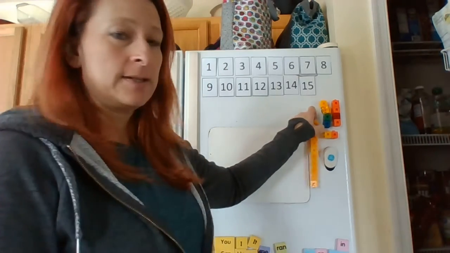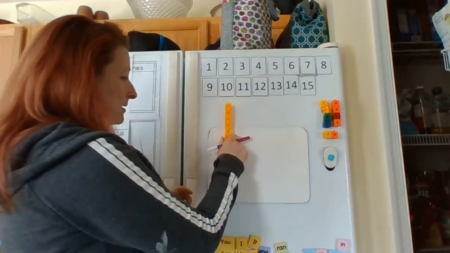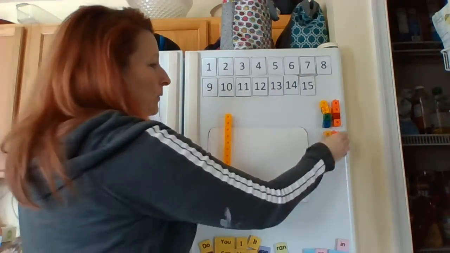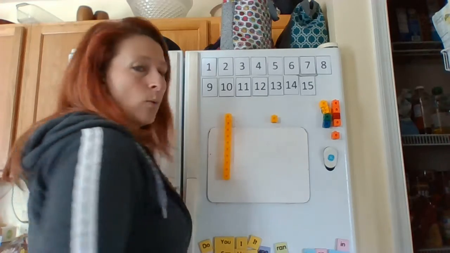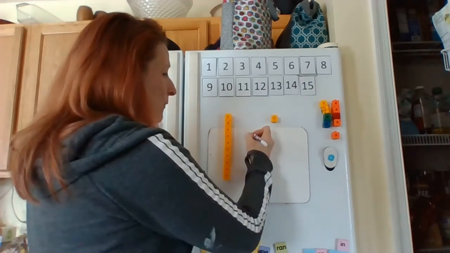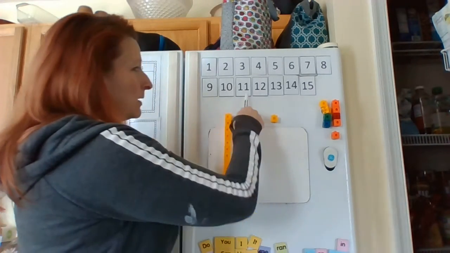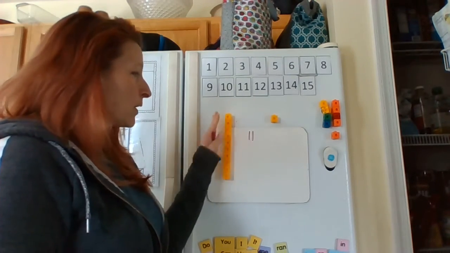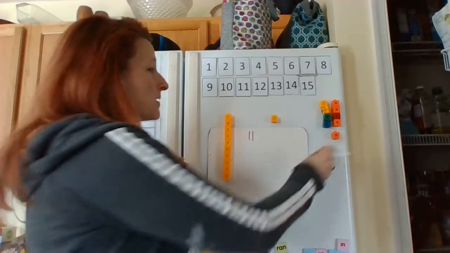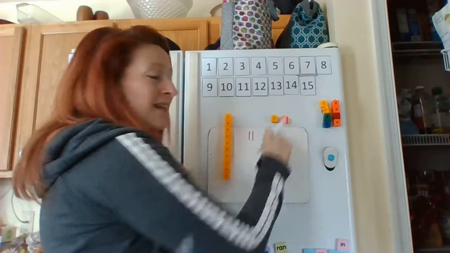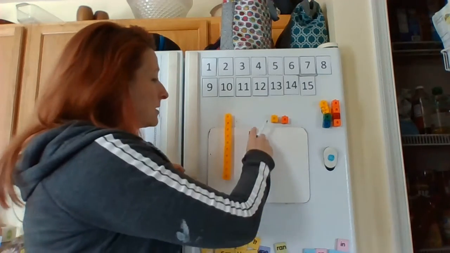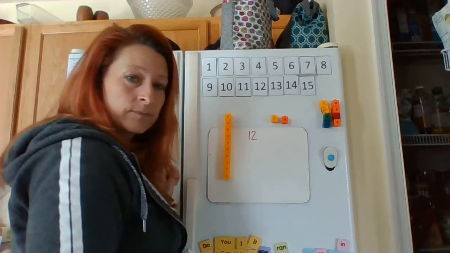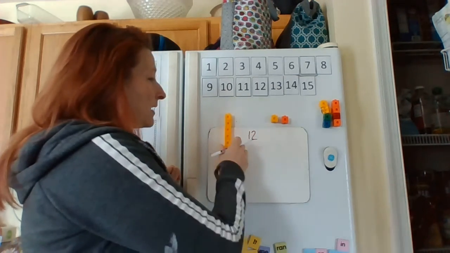So we talked about 11. We said it was 10 ones, and then it was 1 one. So 11 is a 1 and a 1, and it's right there. To change 11 to 12, we are still going to have one group of tens, but instead we are going to have two ones, and that makes it a 2. So we have 11 and 12.